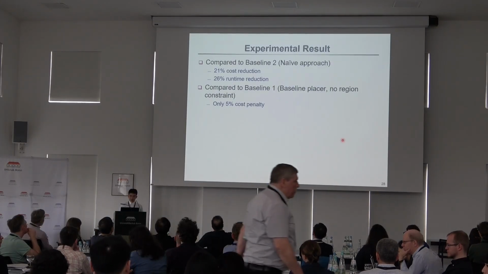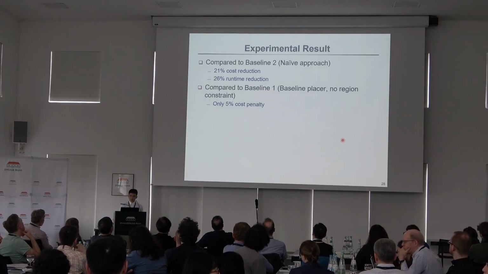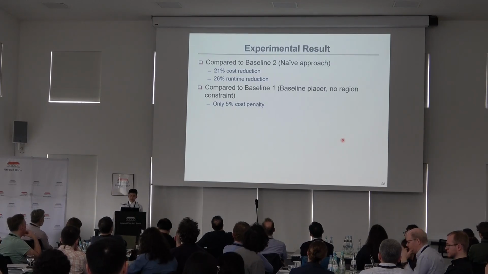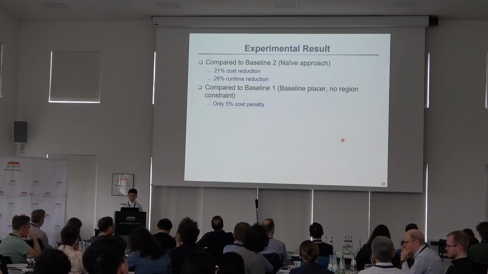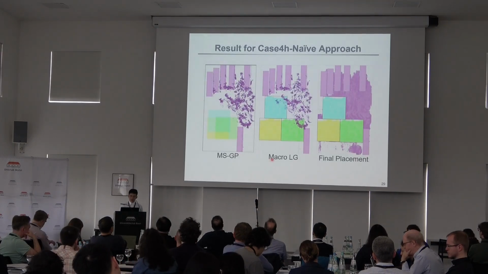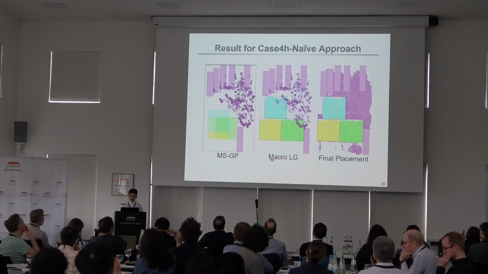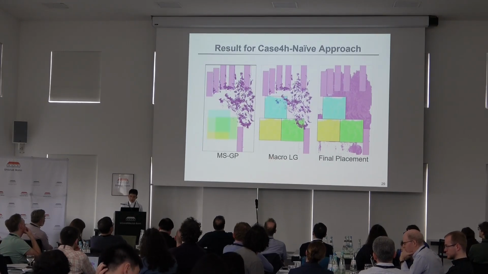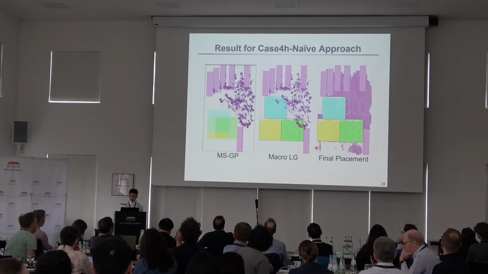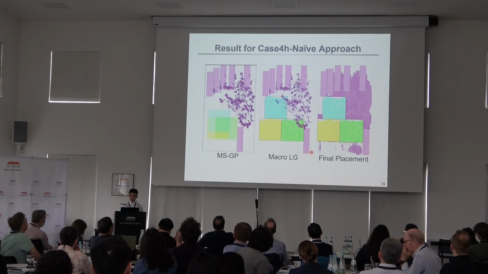Compared to the naive approach, which is baseline 2, we achieve a 21% cost reduction and 26% runtime reduction. Compared to baseline Placer, which is baseline 1, without region constraints, we incur only 5% cost penalty. And this is the result from the naive approach in Cas4H. It is obvious that the predefined submodules suffer from several overlaps and are hard to spread out during the global placement. After the legalization, it caused a huge displacement for standard cells and decreased the solution quality.